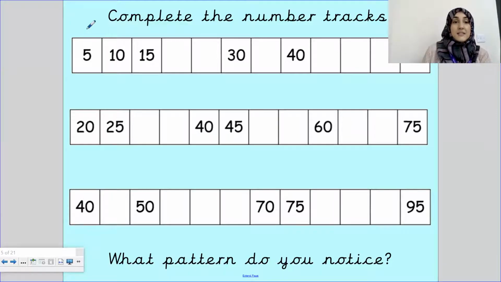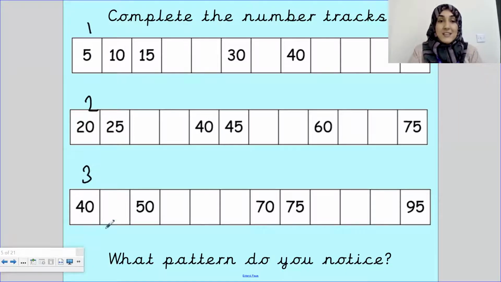Okay, next, pause the video here and complete the number tracks. If you usually complete challenge 1, then do that one. If you usually complete challenge 2, then do 1 and 2. And if you usually complete challenge 3, then do all 3.